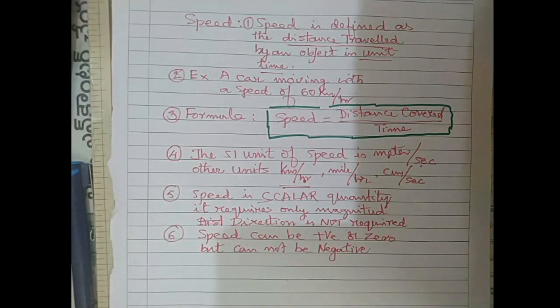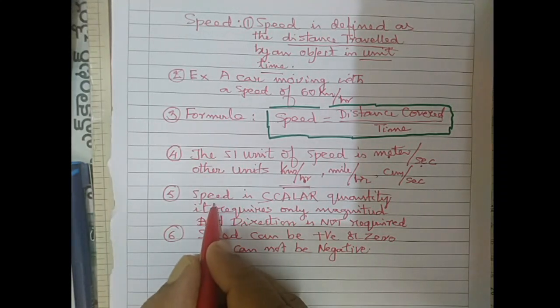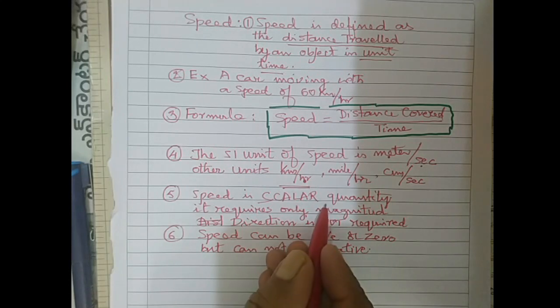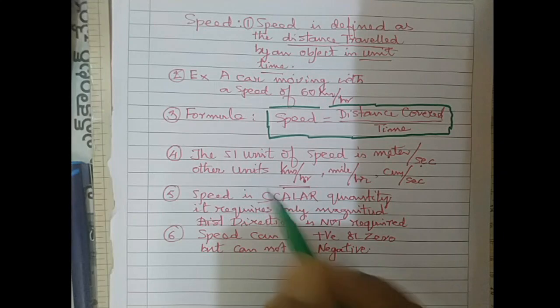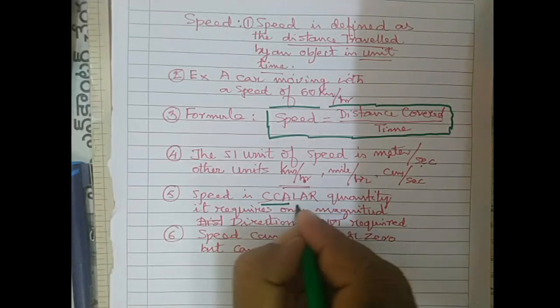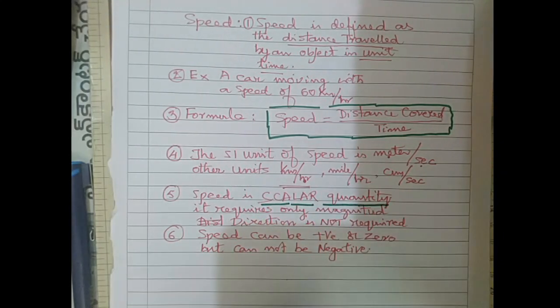Now we will see the next point: speed is a scalar quantity. What is meant by scalar quantity? That is the quantity which does not require direction for its specification. Here speed does not require direction, it requires only magnitude. Now, speed can be positive or zero, but cannot be negative. These are the points of speed which I explained.